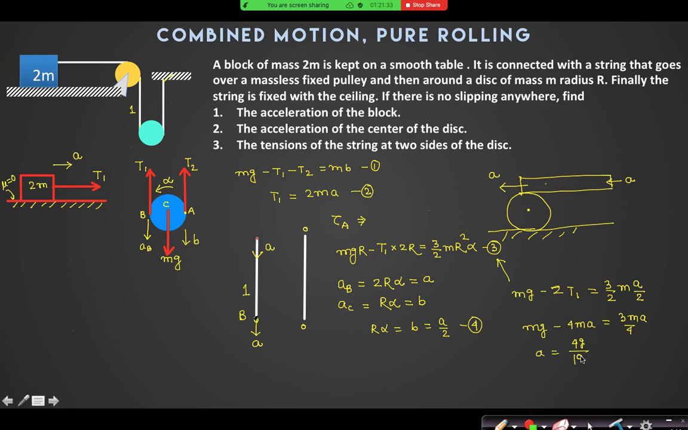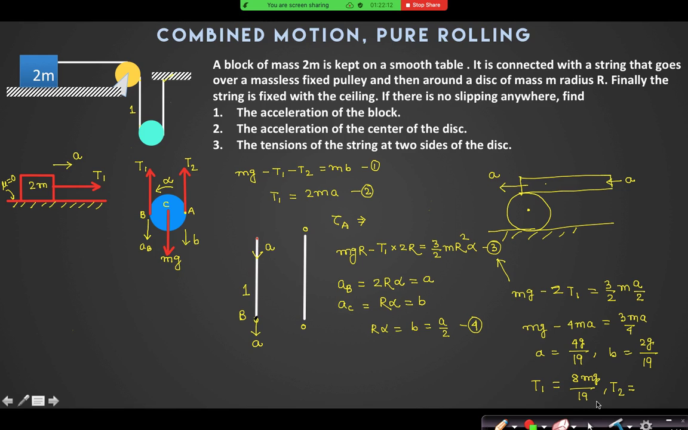Someone was talking about 9, I think, but it will be 4g by 19. And acceleration of B will be 2g by 19 then? Acceleration of the pulley is B, which is A by 2, that is 2g by 19. And what about the tensions? Now I can find T1 is equal to 2M into A, so 8mg by 19. And what will be T2?